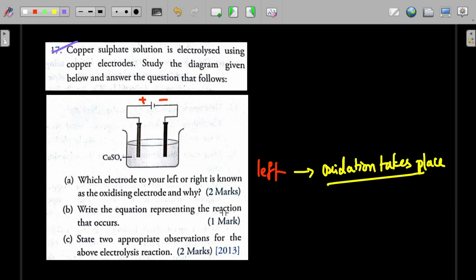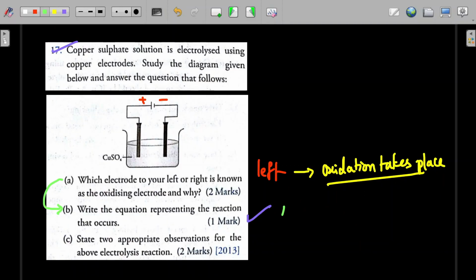Okay. Write the equation representing the reaction that occurs. State two appropriate observations for the above electrolysis reaction. Again, equation, but here they didn't mention where. Study the diagram given below and answer the question: copper electrodes. So what do you do? You write both the reactions. Otherwise, maybe it is connected to the first part. We are not sure about it.